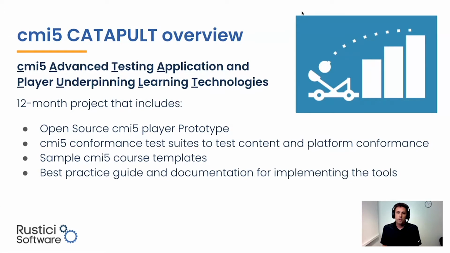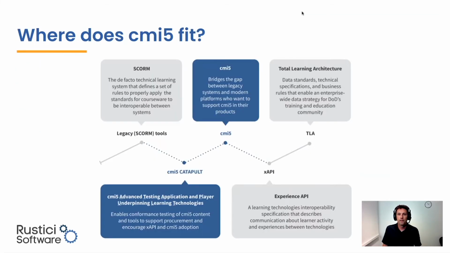So how do you go about procuring an LMS that has CMI5 support? What should you do when you're looking at an authoring tool or you're trying to buy a set of content? What do you need to do to make sure that you can procure the right thing so that you have interoperable systems? That's really what the Catapult project is all about.